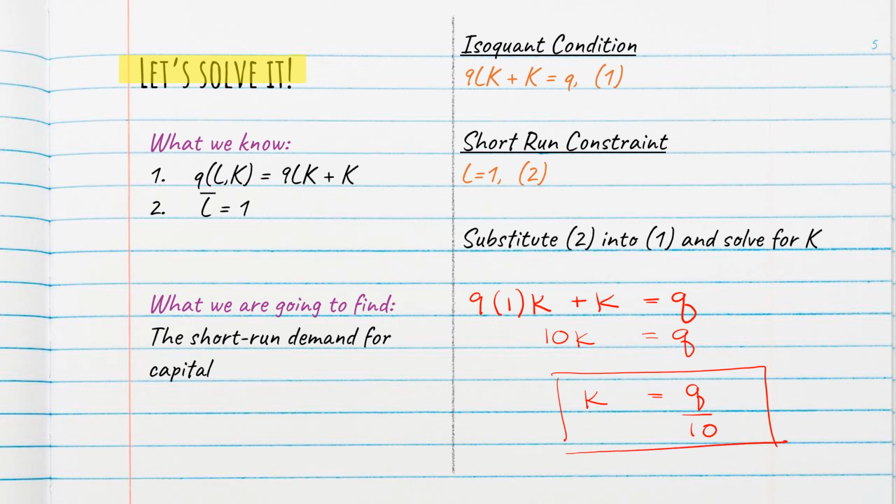So that's as simple as it gets. We've solved for K star, which is the short-run demand curve for capital. Notice that K star depends on Q, the unspecified exogenous variable, our output goal.